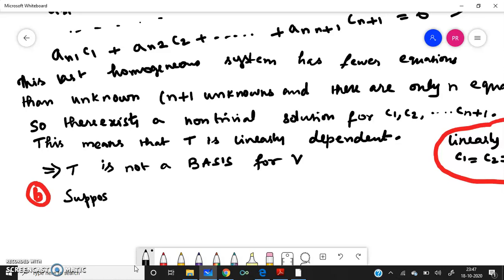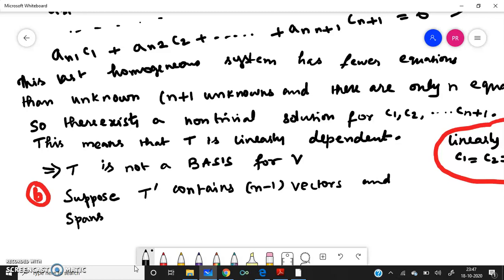Suppose T dash contains n minus 1 vectors and spans V. Suppose we are taking the contradiction: it has n minus 1 vectors and it also spans V. Then we are taking the contradiction, since it should not span V. That is, if it has n minus 1 vectors and it spans V, then what will happen?